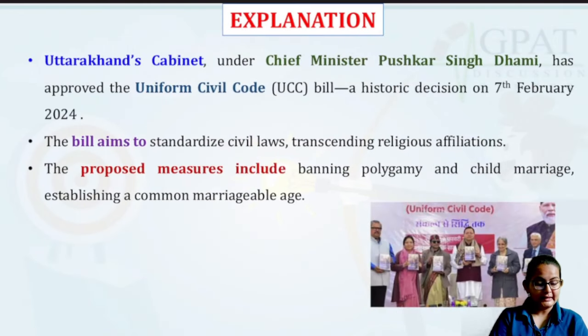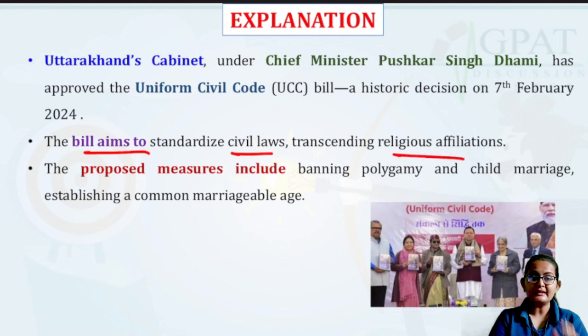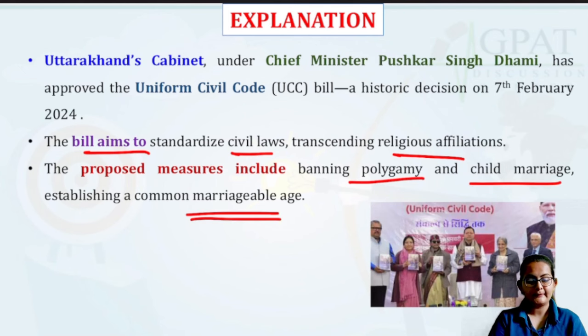It was a historic decision taken on 7th February 2024, and it aims to standardize civil laws like religious affiliation, in the sense every religion will have the same kind of rules and regulations to be followed. It bans polygamy and child marriages, and a common marriageable age could be formed.